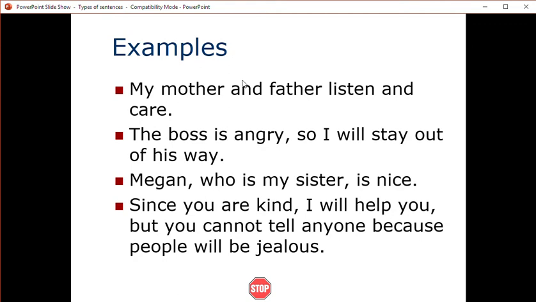This is just a simple sentence. We just have subjects, mother and father, and verb. Listen and care. That and none of them introduces a new sentence, so there's no complex or compound. The boss is angry, so I will stay out of his way.